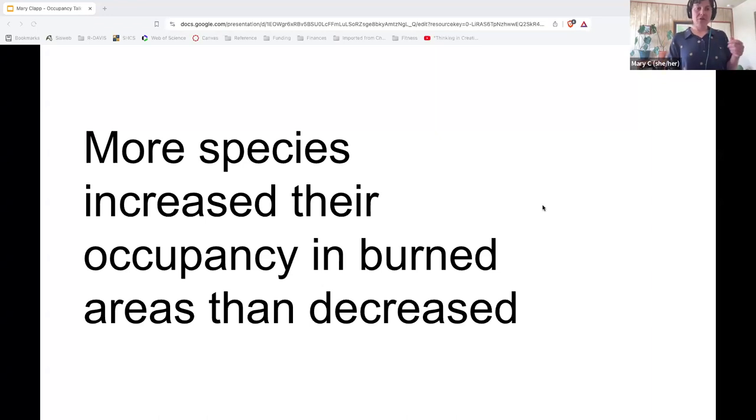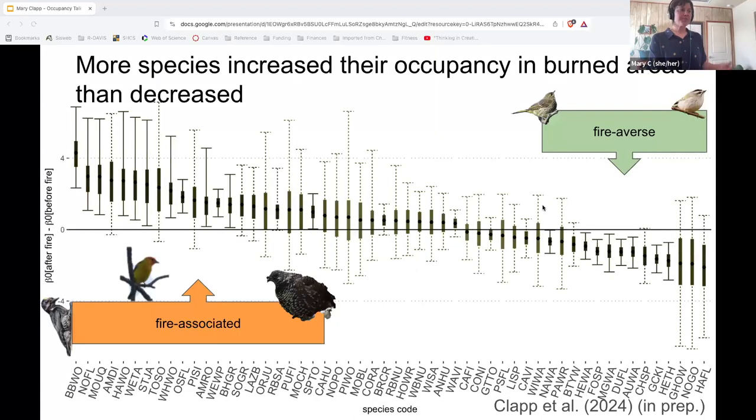At a species by species level, because it is a hierarchical model that includes all of the species, we are able to look at species specific responses to fire. And we found that more species increased their occupancy in burned areas after fire than decreased their occupancy in burned areas. So this on the y-axis is a measure of the probability of a bird occupying the burned area after the fire. And what we see is that there's a whole suite of fire-associated species here, including black-backed woodpecker, which we'd absolutely expect, western tanager, sooty grouse, and others.